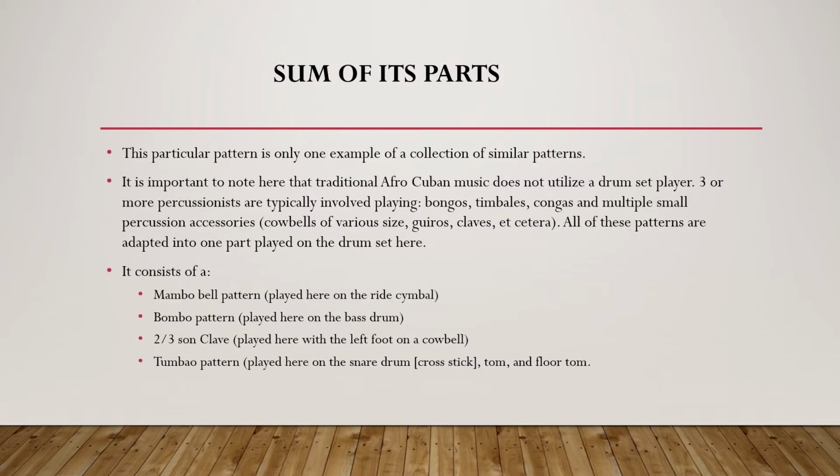Some of its parts. Two important points to note from the very beginning. First, this particular pattern is only one example of a collection of similar patterns found within the mambo genre. The mambo is only one type of music found in Afro-Cuban grooves. Others include the Mozambique, the 6/8 mbembe or naningo, and the wawanko.